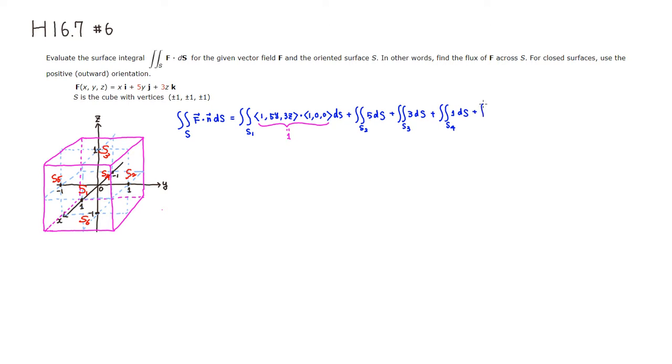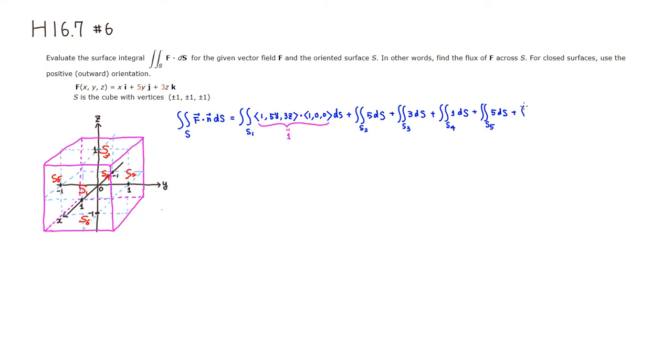And then look at the double integral over S5. S5 is this one right here. So it's going to be a negative j, and at that point the y value is negative 1. So you have a negative 5 times a negative 1, which gives you a positive 5 dS.